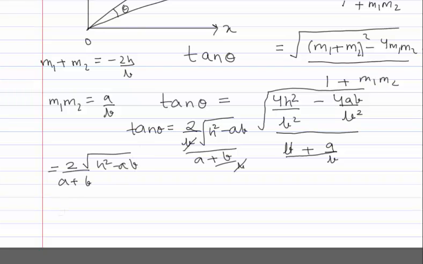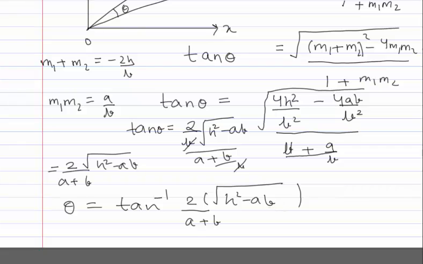But what about theta? Well, theta is just equal to the inverse tangent, or tan inverse, of 2 divided by a plus b, and we also have here the term under root of h square minus ab.